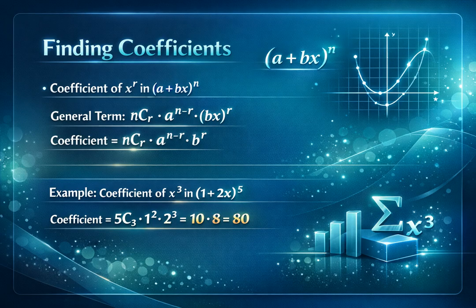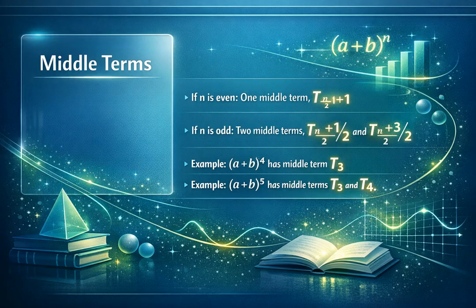To find the coefficient of x to the r in (a plus bx) to the n, use the general term. It's nCr times a to the n minus r times (bx) to the r. So the coefficient is nCr times a to the n minus r times b to the r. For example, finding the coefficient of x cubed in (1 plus 2x) to the 5. Finding middle terms, if n is even, there's one middle term, t subscript n over 2 plus 1.